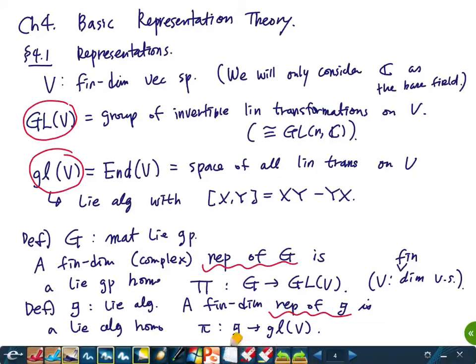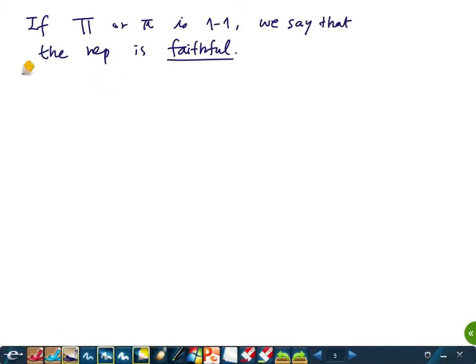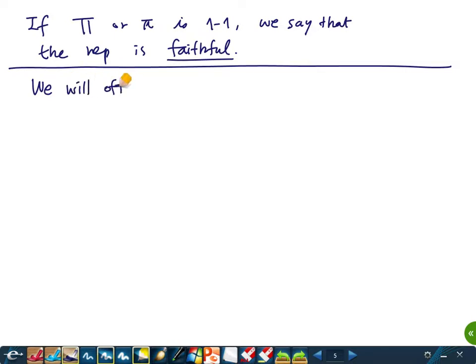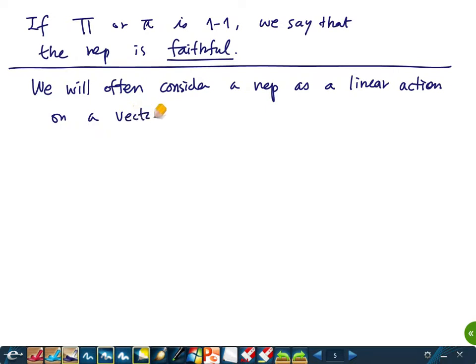That's one way to maybe understand the definition of representations, but there is another way of understanding these representations. We will often consider our representation as a linear action on a vector space. Okay, what does that mean? You should really think of this as some kind of action. So a linear action, what do I mean by that?